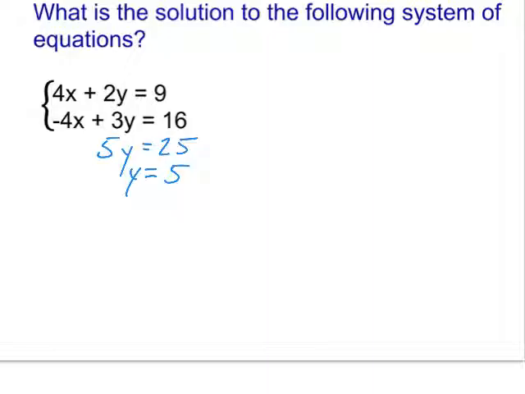Now, I'm not done, though. Once I've found y, I still need to find x. You remember what we do in order to find x? Plug it in. Plug it in. That's that big idea I want you to have. As soon as you find one variable, you take that variable and you plug it in. And remember, you can plug it into either equation. It doesn't matter which one you plug it into, but plug it into one of the two equations and solve that.